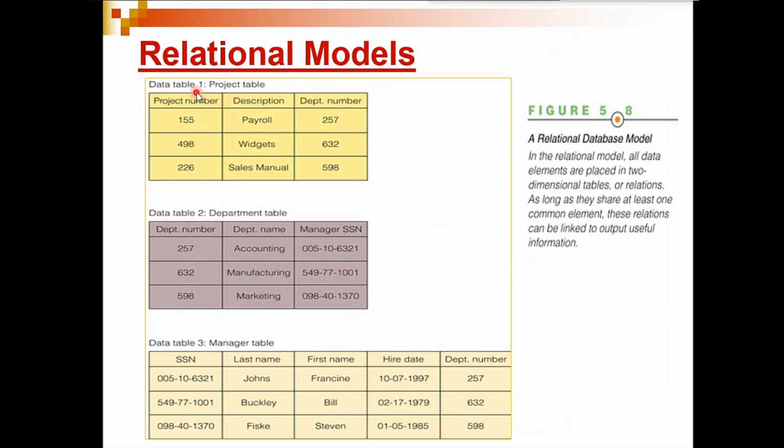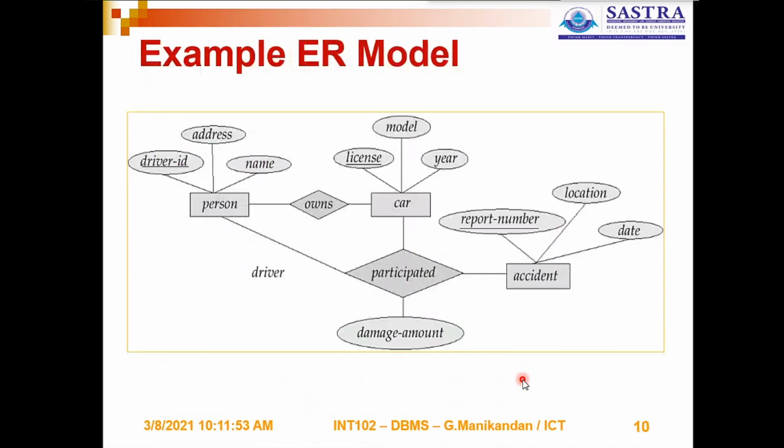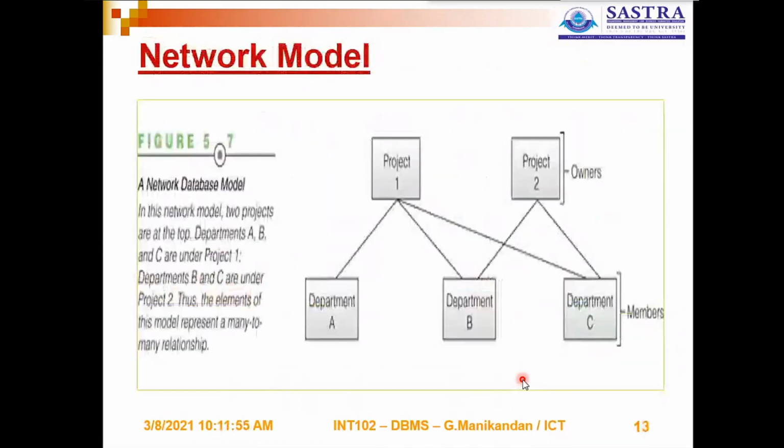Now what is the relationship between table 1 and table 2? Here you are having the department number, and here also you are having the department number. Based on this department number, I can combine these three tables based on the common field called department number. So these are the models that come under the category called representational data model.